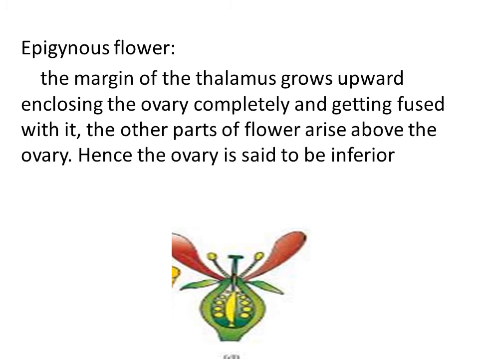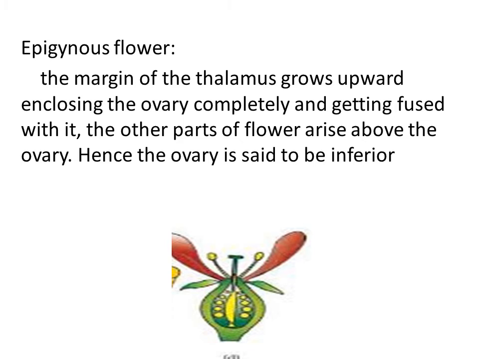So let us look into the definition. The margin of the thalamus grows upward. You can see the margin of the thalamus grows upward and it completely encloses the ovary, right? Can you see the ovary like in the other examples we have studied previously? No, right? Because here the ovary is completely enclosed by the rim or the margin of the thalamus, and the ovary is completely fused with it. The other parts of the flower arise above the ovary, right? So androecium, corolla, calyx are present just above the ovary.